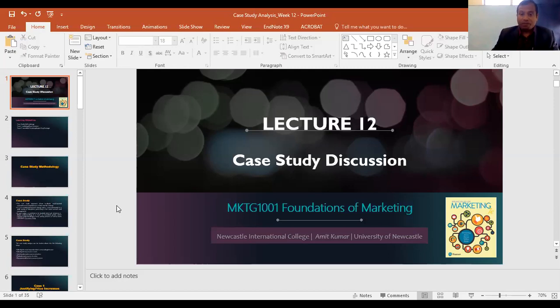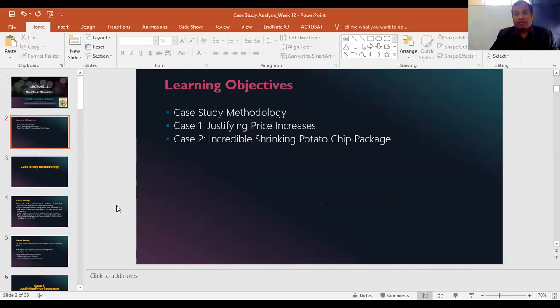So there is a lot of importance in understanding and analyzing a case study. Primarily we have three different objectives today. The first one is to understand what a case study is, how to perform one, and what the steps or stages are in analyzing a particular case study.